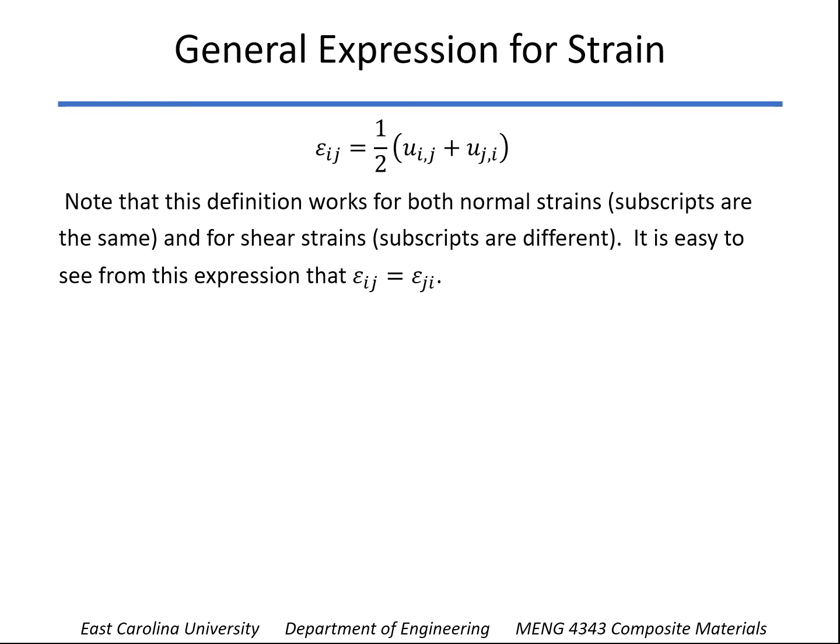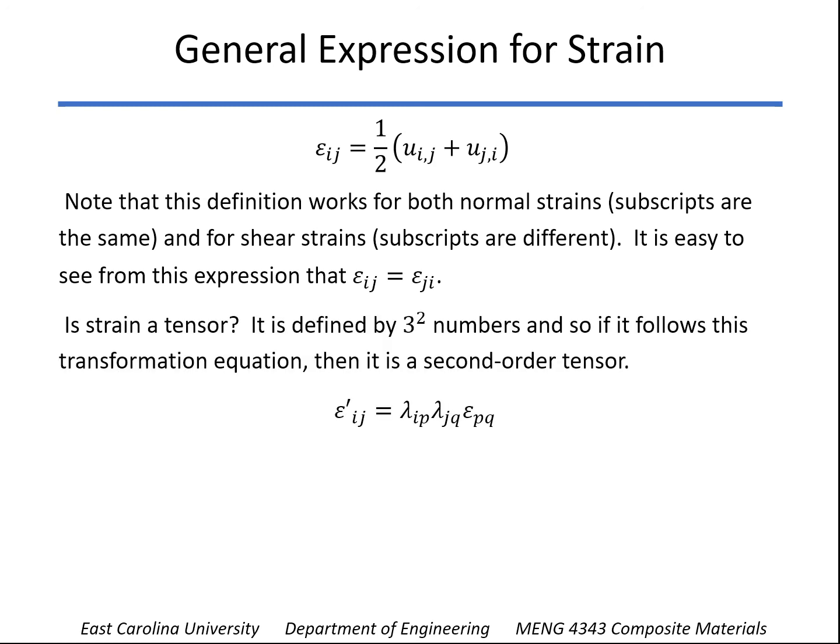And again, as we mentioned earlier, it's easy to see that epsilon ij is equal to epsilon ji. That's going to be important later on, because as we'll see when we start doing transformations, that instead of 9 independent components, there are only 6. But we can still see that this is going to be a tensor, because strain is defined by 3 squared, or 9 numbers here. And if it then follows the transformation equation, then it's a second order tensor.